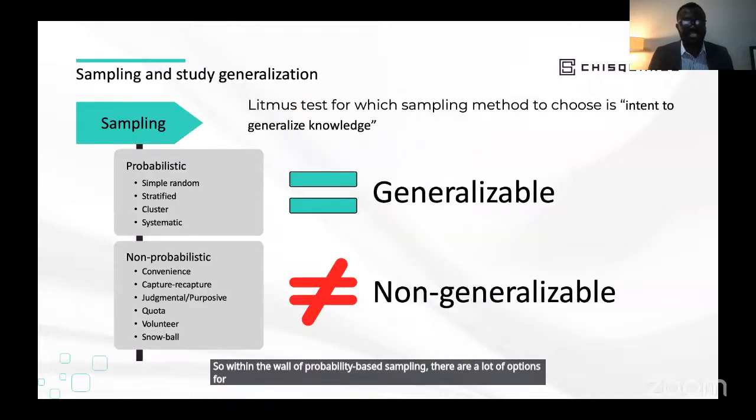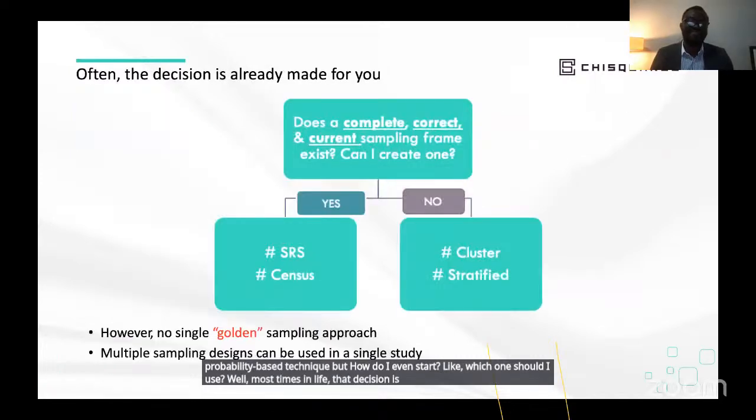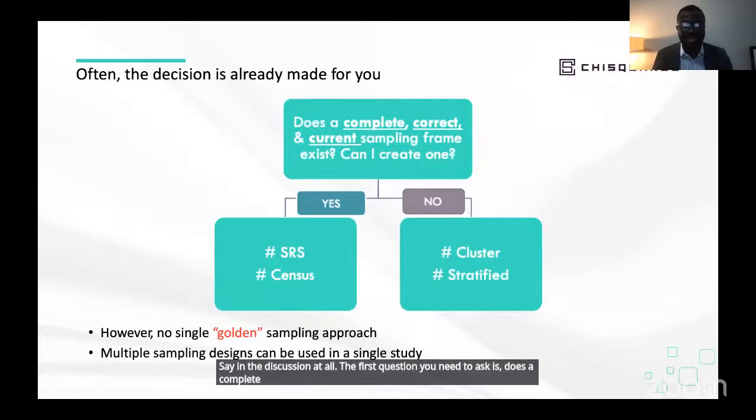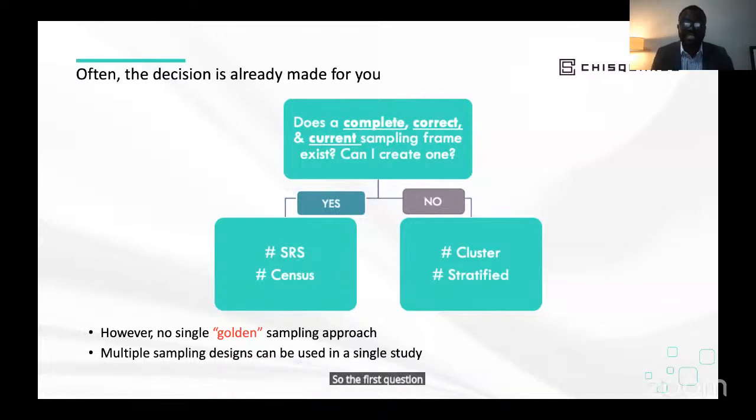But one of the common questions is, okay, I know I need to use a probability-based technique, but how do I even start? Like, which one should I use? Well, most times in life, that decision is already made for you. So you don't even have a say in the discussion at all. The first question you need to ask is, does a complete, correct, and current sampling frame exist? Or can I create one?